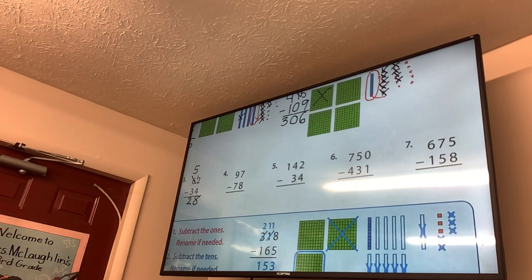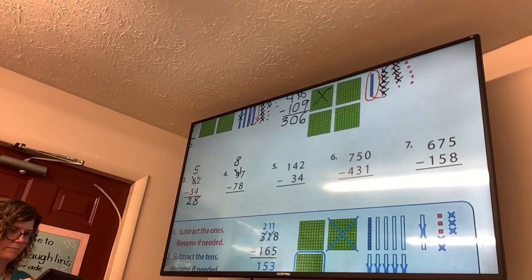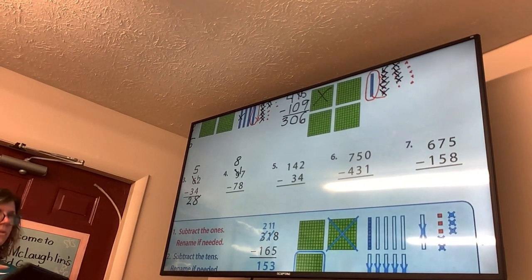All right, next one is 97 minus 78. 7 minus 8. Can't do that. So you go with the 9 in the tens, cross it out. It becomes an 8. And that 7 becomes 17. 17 minus 8 is 9. It's like a near double, right? Because 8 plus 8 is 16, right? So 17 minus 8 is 9. 8 minus 7 is 1. Final answer? 19.